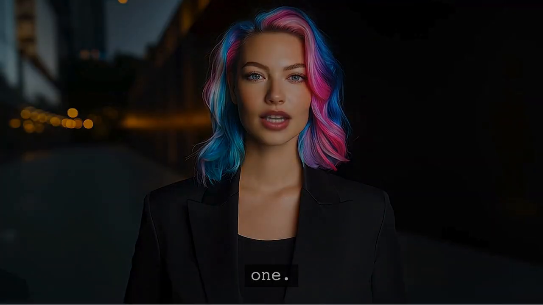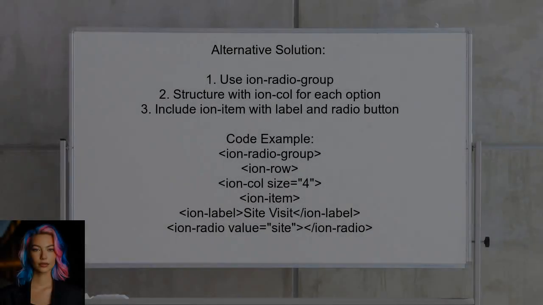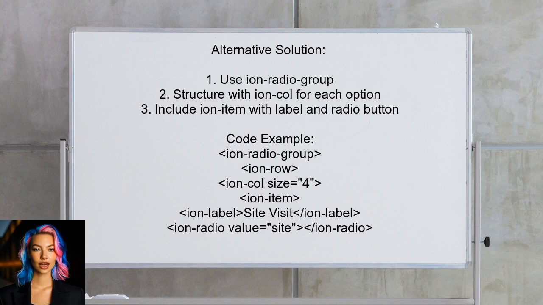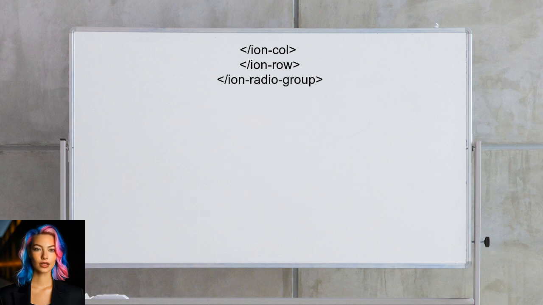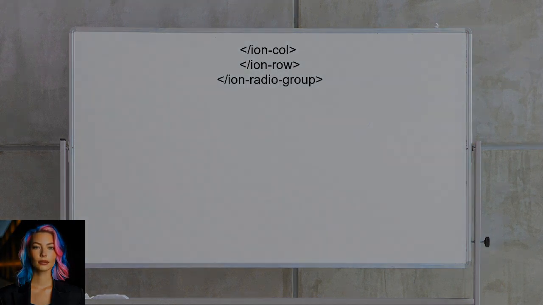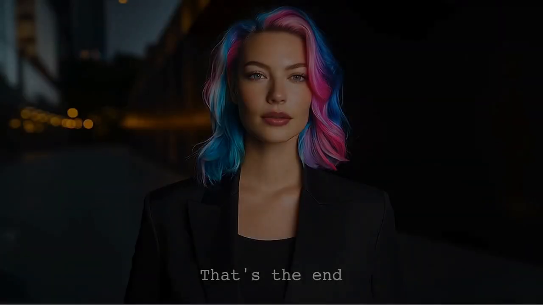Let's explore another one. An alternative solution provided by another user suggests using the ion-radio-group component. They recommend structuring the radio buttons within ion-col elements, each containing an ion-item with a label and a radio button. This layout allows for horizontal alignment of the radio buttons. That's the end of that answer.